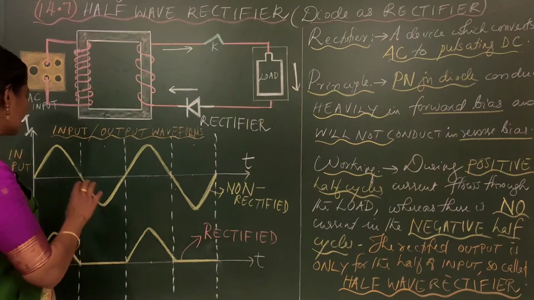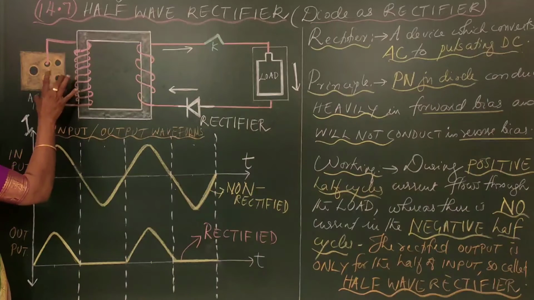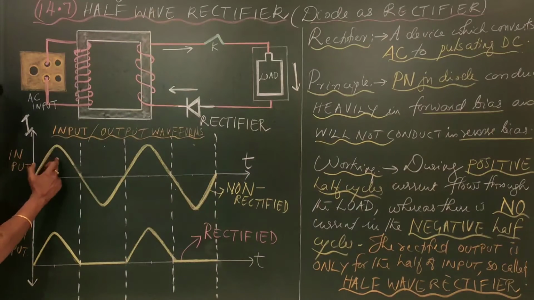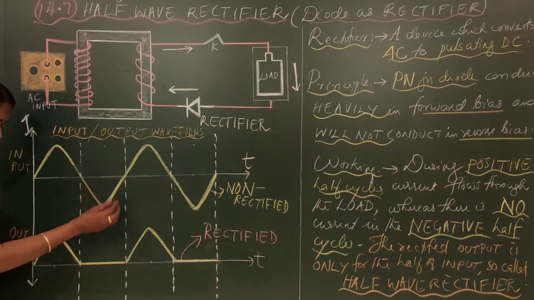Clear? So this is the input waveform, what you are giving here, and this is the output waveform. It is very clear, this is current versus time. You know this is a full wave: one crest, one trough. Of this, only when it is positive is it conducting. When it is negative, the current is zero.